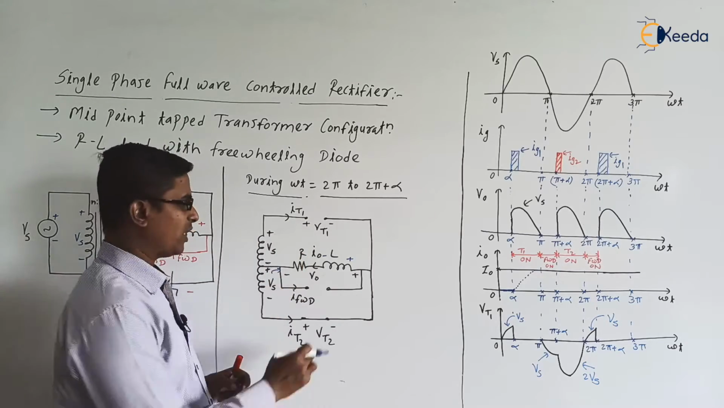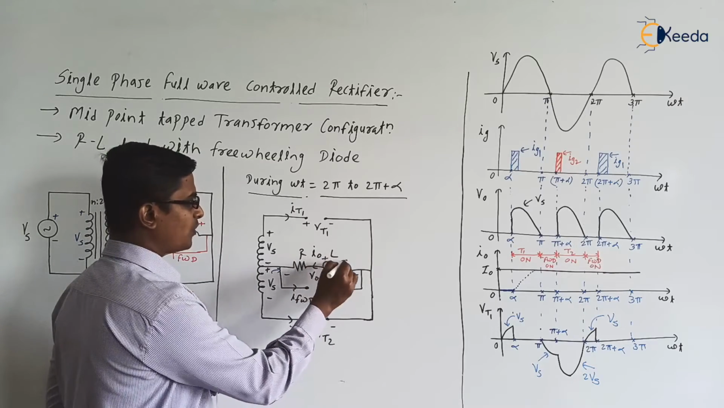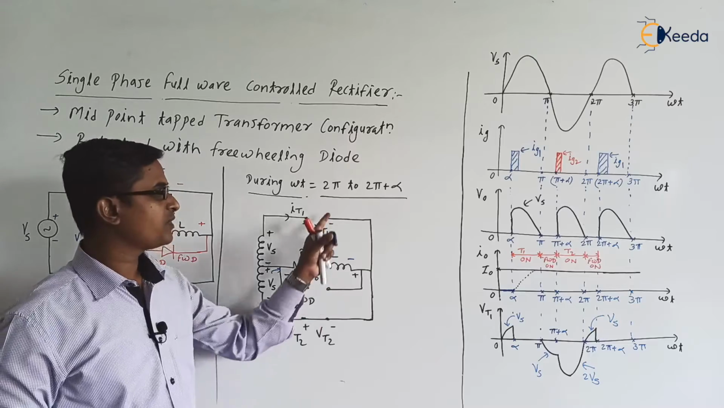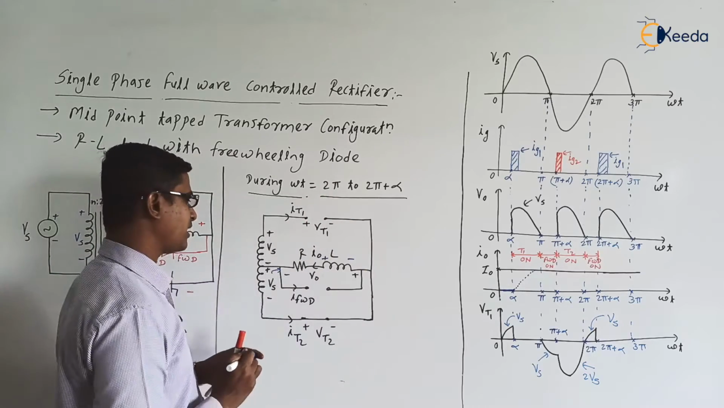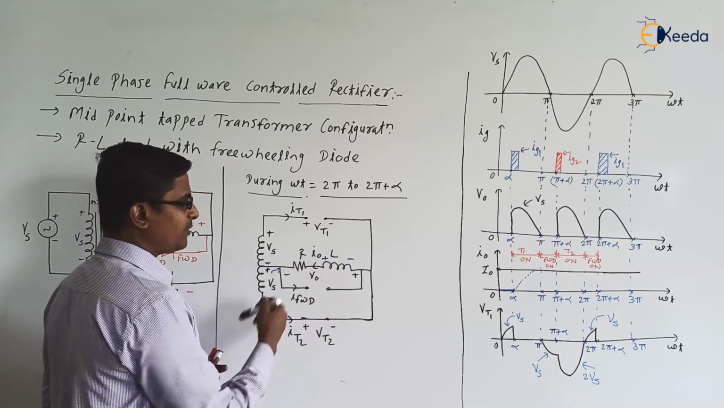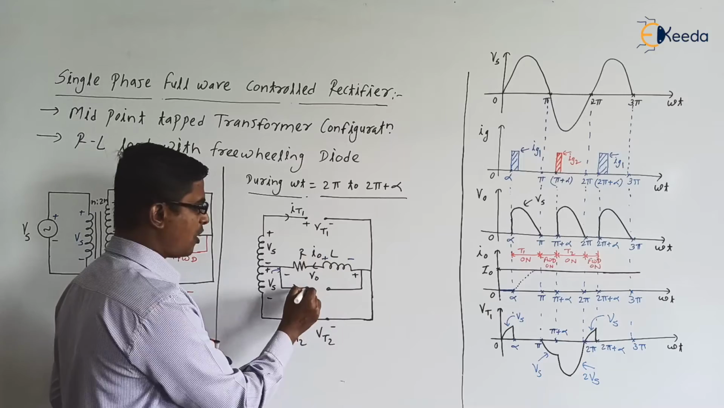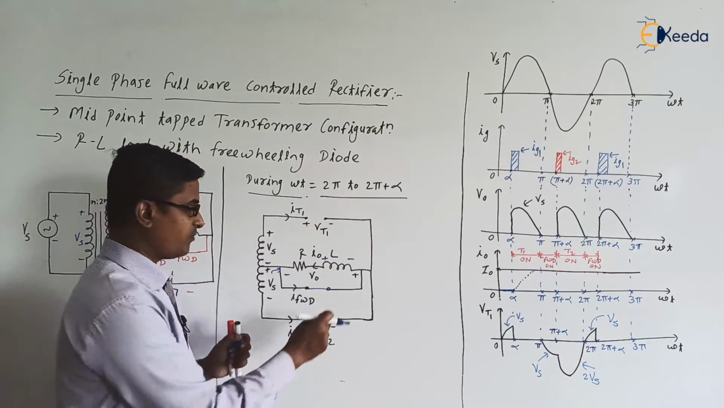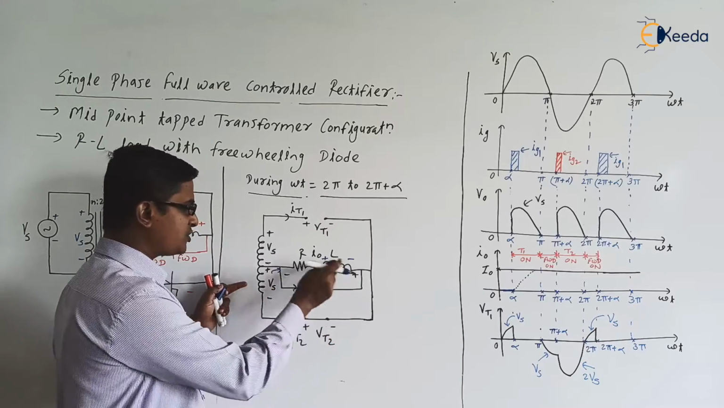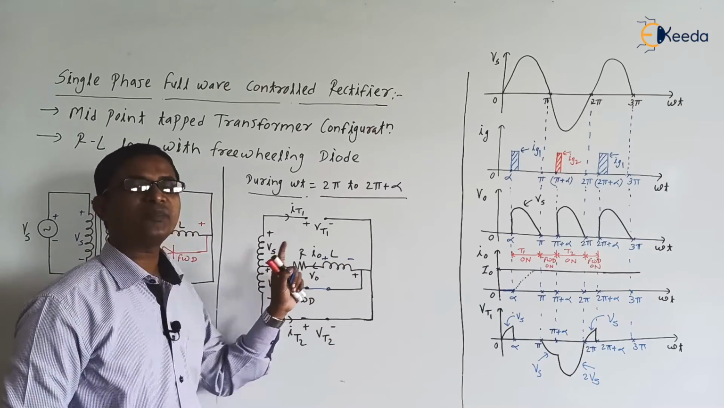But here we have the inductor. Will the inductor allow the sudden reversal of the current? No. So whatever energy the inductor stored from pi plus alpha to 2 pi, the inductor will release. Again, the inductor has two paths available to release the energy: either through the freewheeling diode, or in opposition to the supply voltage. But if the inductor releases the energy in opposition to the supply voltage, there is an opposition from the supply voltage to the inductor energy.